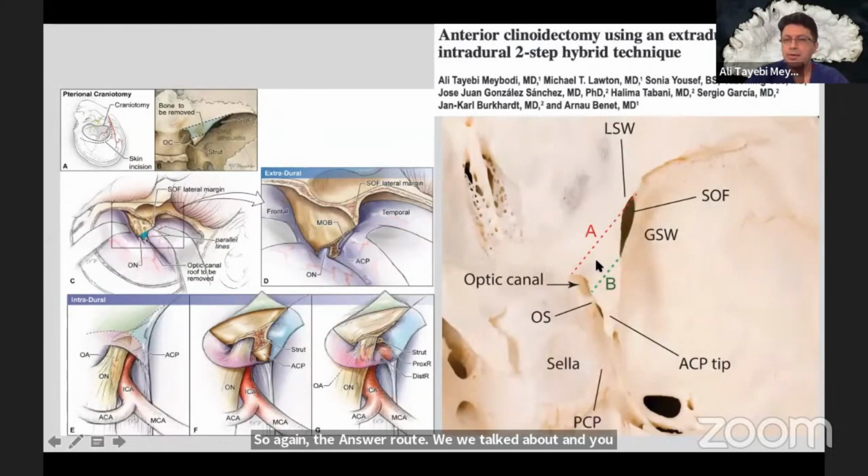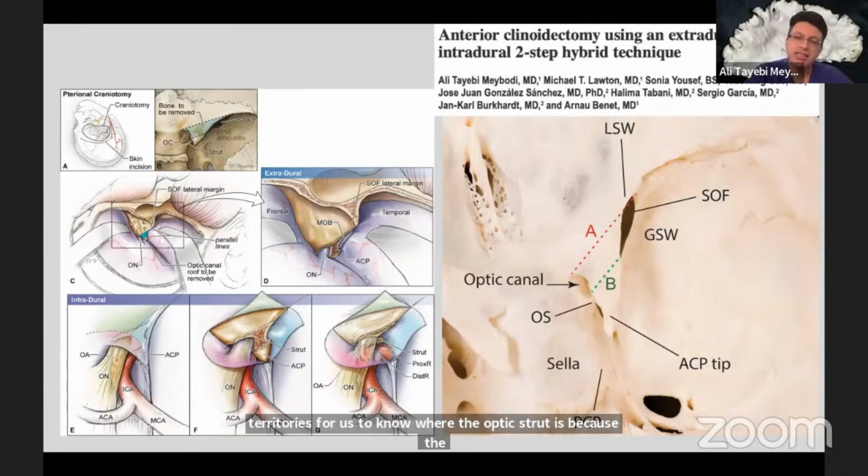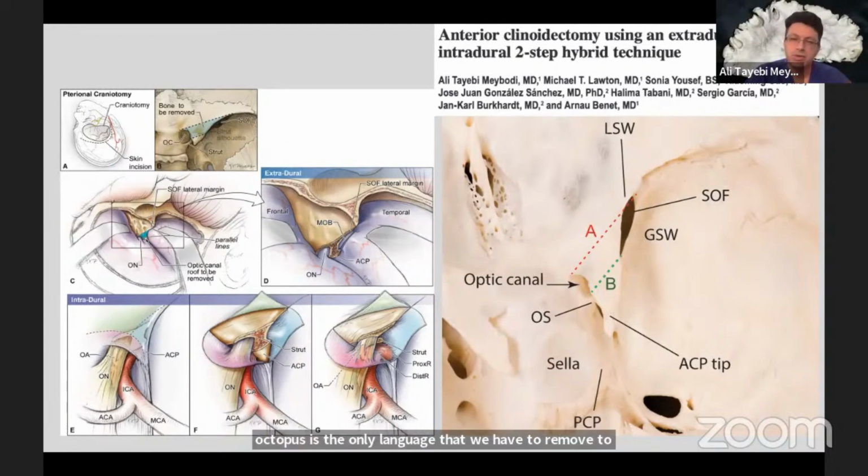Now, bringing this into action, when we want to do an anterior clinoidectomy, we define something a little bit simpler for less experienced surgeons. What is important in anterior clinoidectomy is to know where the optic strut is, because the optic strut is the bony landmark that we have to remove to release the optic nerve and carotid artery from each other. So how do we figure out where the optic strut is?